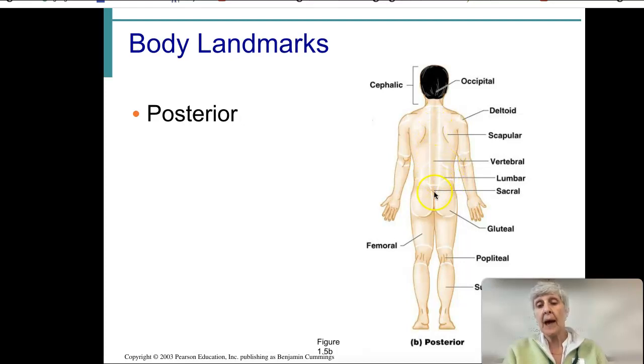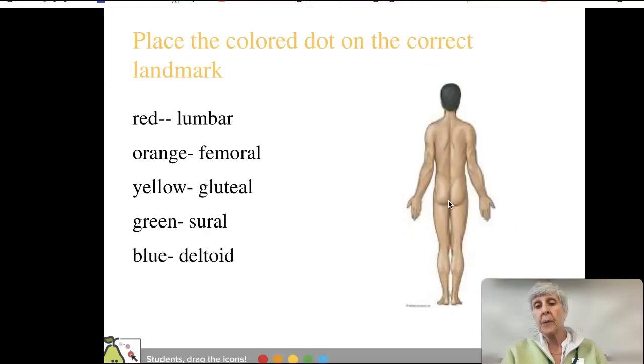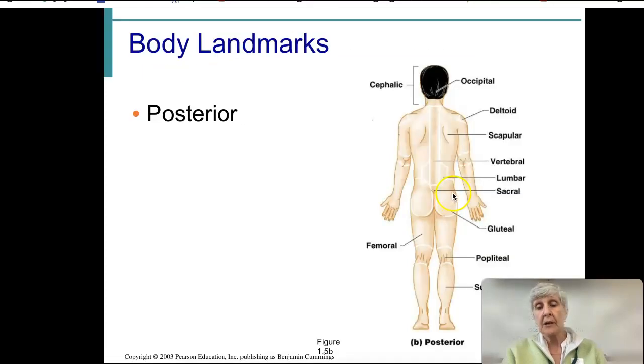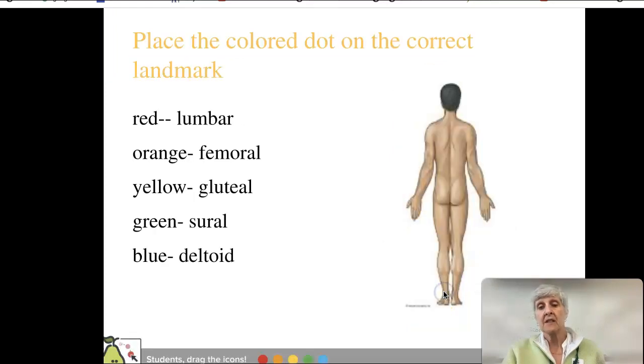Lumbar is your lower back. Sacral is the sacrum, or the lower bone on the end of your spine that has your tailbone on it. Basically, gluteal is the muscle on your backside. Femoral is the same front or back. Popliteal is the opposite of patellar. And then sural is the opposite of crural. That's on the calf muscle.